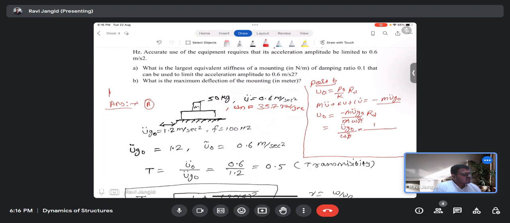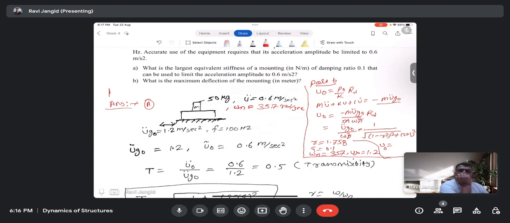Rd, as we all know, is 1 over the square root of 1 minus r square, whole square, plus 2 r zeta, whole square. So you know r, we have calculated from part 1. What was the r? That is 1.758, zeta is 0.1, omega n is 357, u g naught double dot is 1.2. So by solving this, you can find out u naught. Anyone?